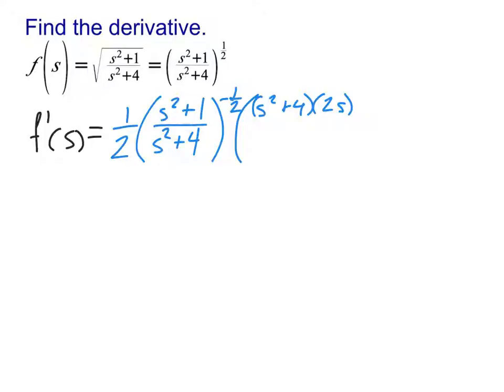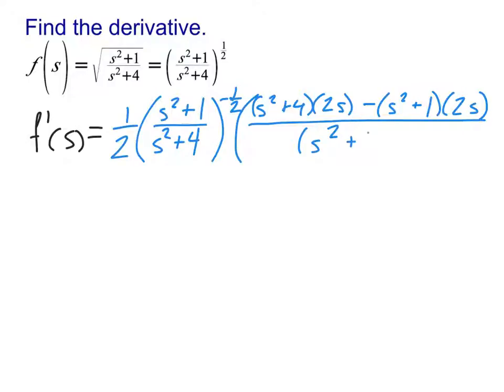So it's low d high minus high d low. So high, the top, is s squared plus 1. And d low, that's the derivative of the s squared plus 4. Derivative of s squared plus 4 is, again, 2s. And that is all over the square of what's below. So that means take whatever was on the bottom at the start, s squared plus 4, and square it. And that's the derivative of the inner function. And because we did derivative of the outer times derivative of the inner, we are done. And no, I'm not going to worry about simplifying this right now.